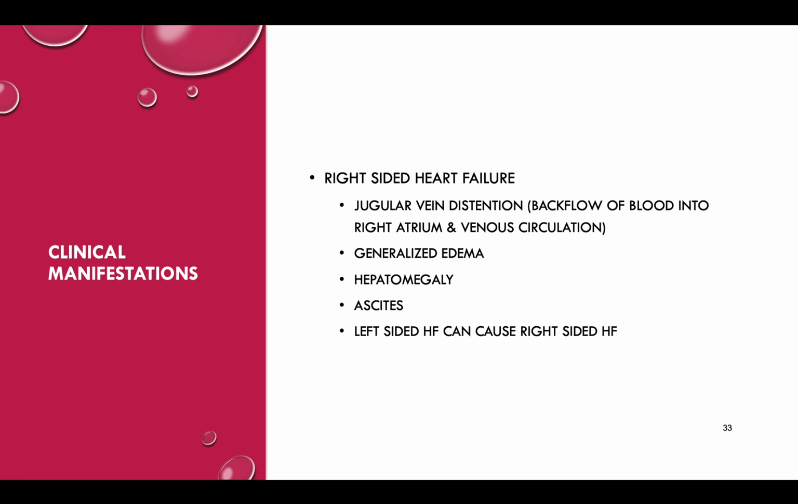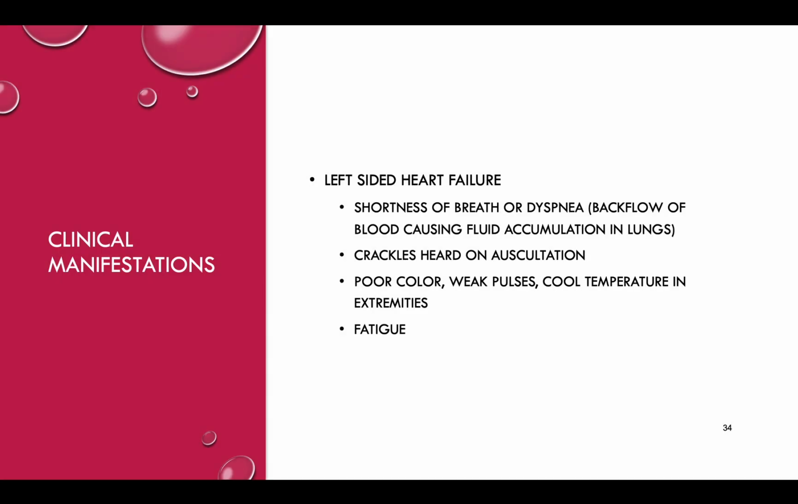If a person has right-sided heart failure, they might look a little bit different than someone who has left-sided heart failure. So with right-sided heart failure, we're going to see backflow of blood into the right atrium and venous circulation, leading to jugular venous distension, generalized edema. Ascites is accumulation of fluid in the abdomen. And a person who has left-sided heart failure can ultimately end up with right-sided heart failure too. So then both sides of their heart are not working.